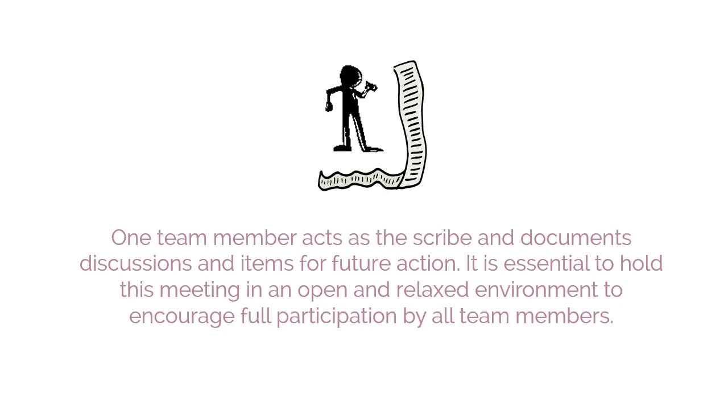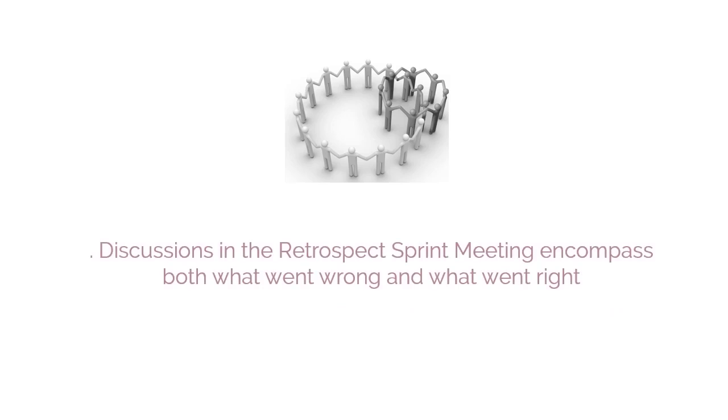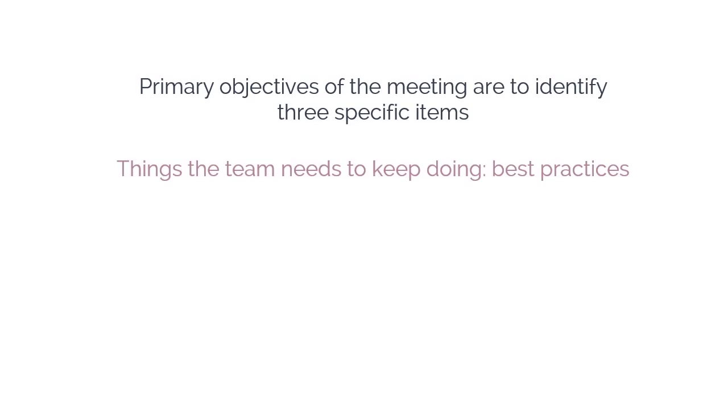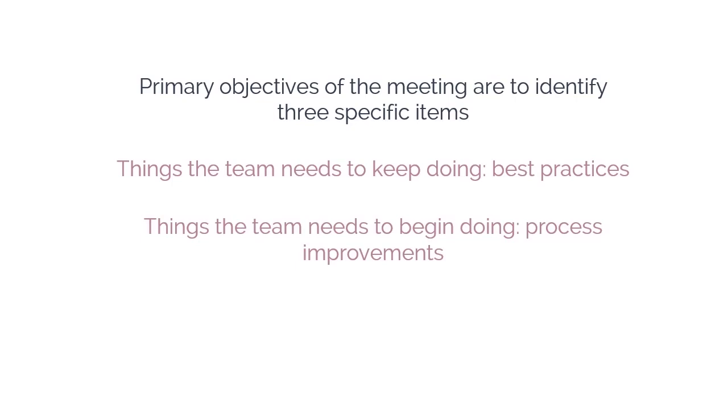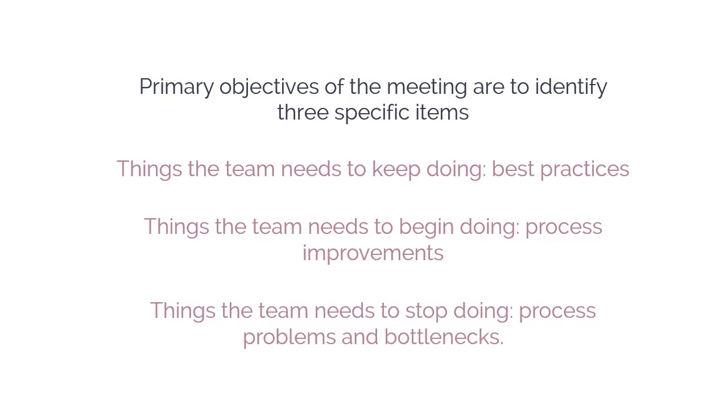It is essential to hold this meeting in an open and relaxed environment to encourage full participation by all team members. Discussions in the Retrospect Sprint Meeting encompass both what went wrong and what went right. Primary objectives of the meeting are to identify 3 specific items, namely, things the team needs to keep doing, best practices; things the team needs to begin doing, process improvements; and things the team needs to stop doing, process problems and bottlenecks. These areas are discussed and a list of agreed actionable improvements is created.